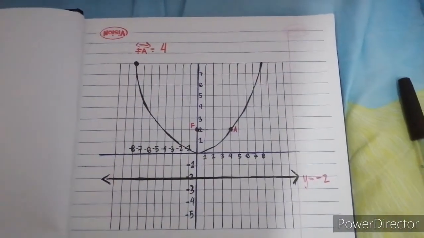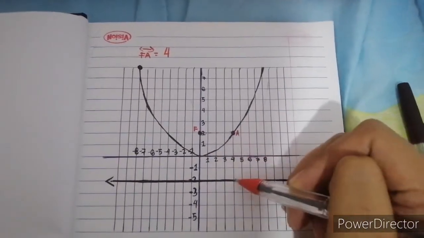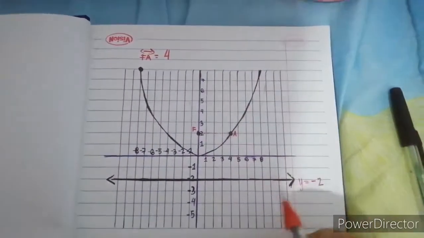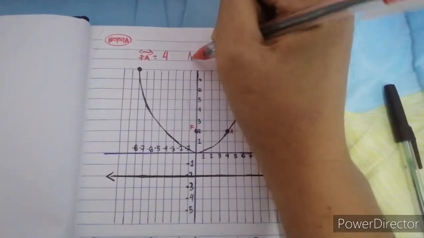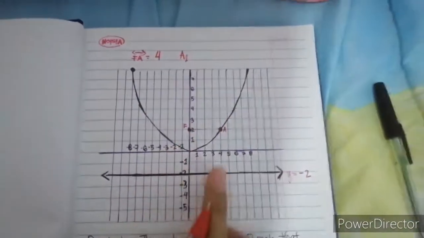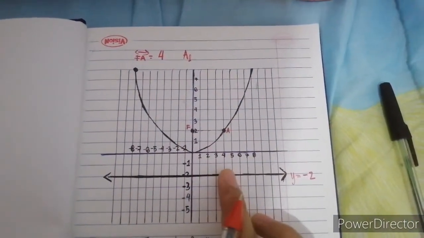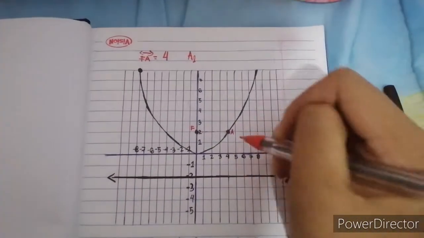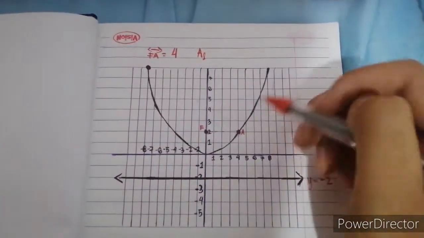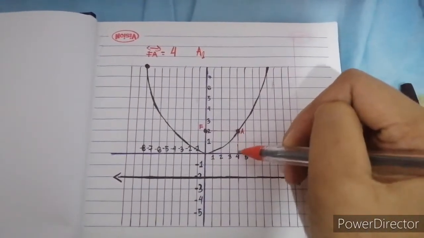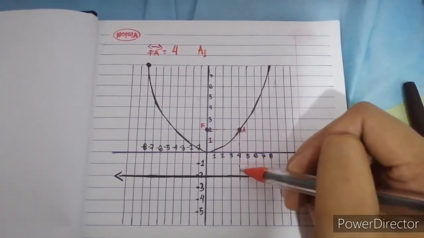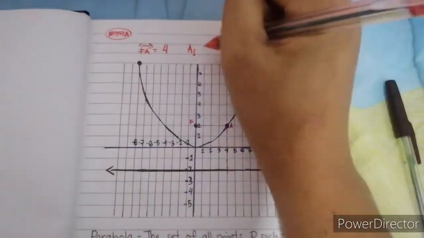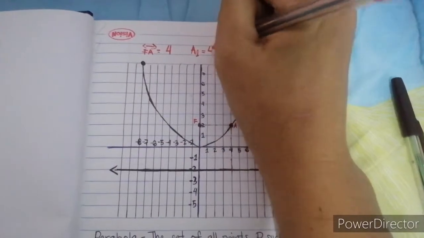Now, how about the distance from point A to our line? We will name it AL, meaning point A to our line. Again, we can simply count this one. Let's count the distance. We have 1, 2, 3, and 4. Therefore, the distance from point A to L is also equal to 4.